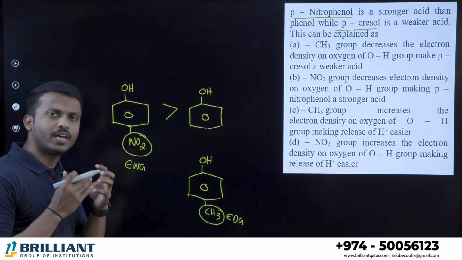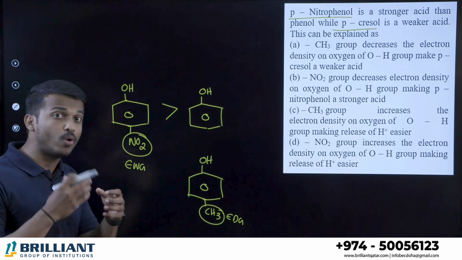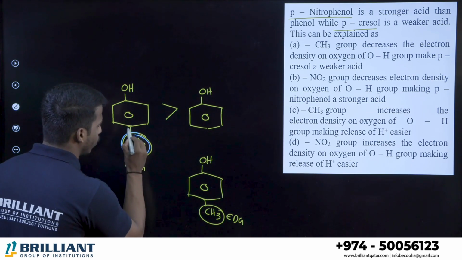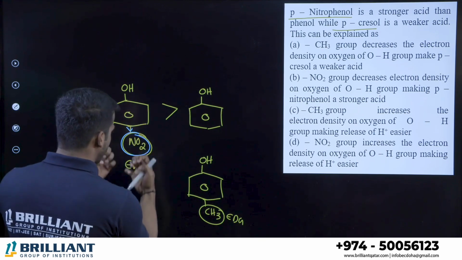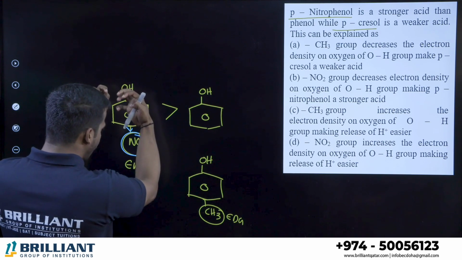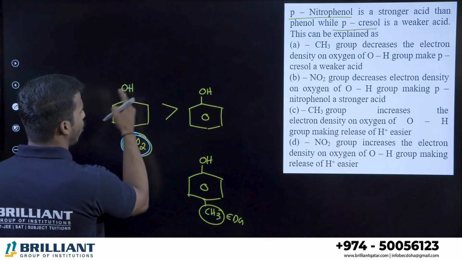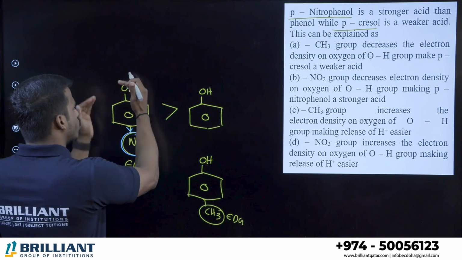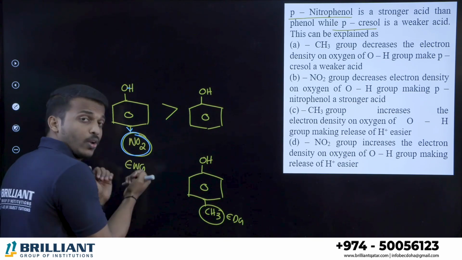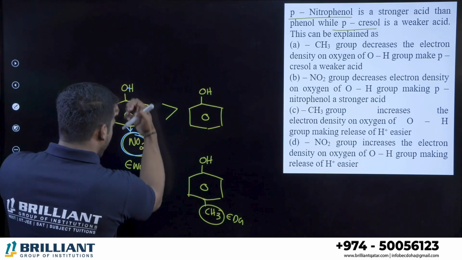Actually, why? If there is an electron withdrawing group, how can it increase the acidity? Let's discuss. What is an electron withdrawing group? It will try to take all the electrons from the whole ring towards itself. They are trying to pull electrons all towards that group. You can see there is a bond in OH, right? These electrons also try to come closer to the nitro group. So they will try to pull all the electrons from the ring towards the nitro group.